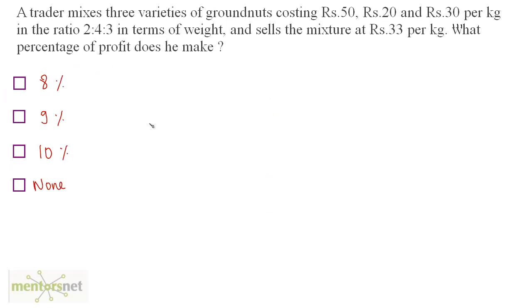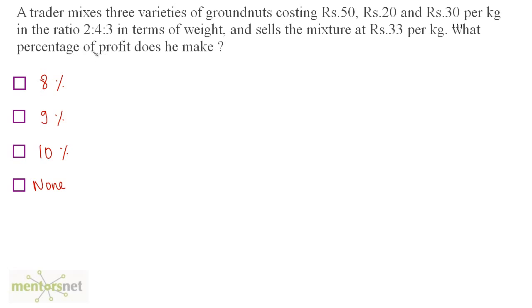A trader mixes 3 varieties of groundnuts costing 50 rupees, 20 rupees and 30 rupees per kg in the ratio of 2:4:3 in terms of weight, and sells the mixture at 33 rupees per kg. What percentage of profit does he make?